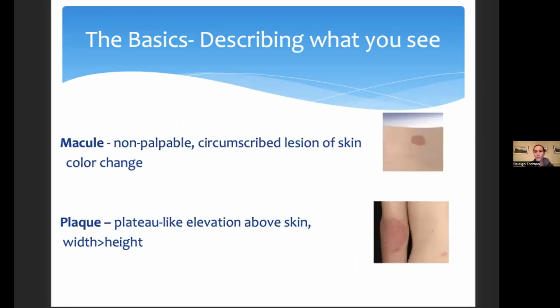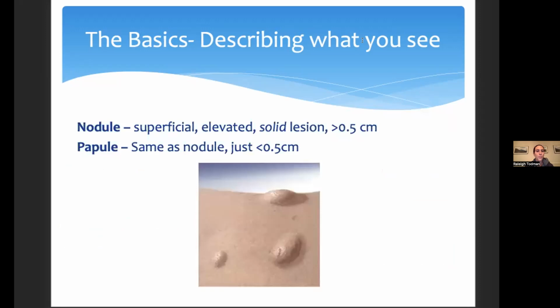So here's some more very boring but important things that we see all the time. A macule is a flat, not palpable, well-circumscribed lesion of the skin with color change. A plaque is an elevation above the skin where the width is greater than the height. So like you might see in psoriasis, for example, in that picture. Other basics, a nodule, we see that a lot. Elevated superficial solid lesion, so not fluid filled, greater than 0.5 centimeter, and a papule is the same thing, just smaller.